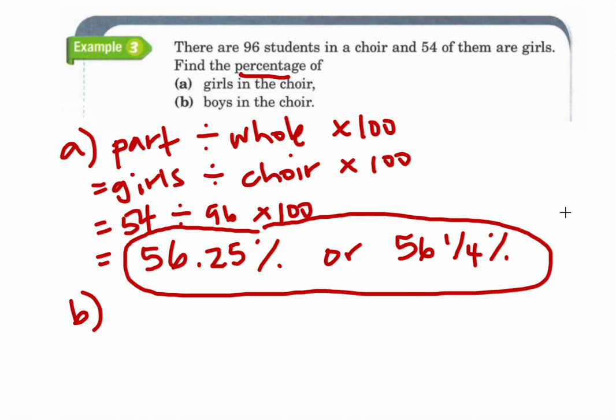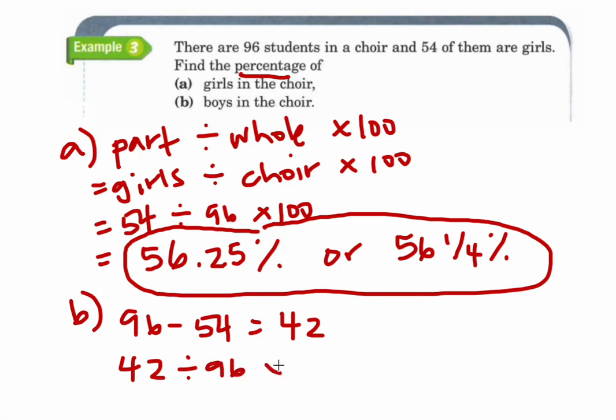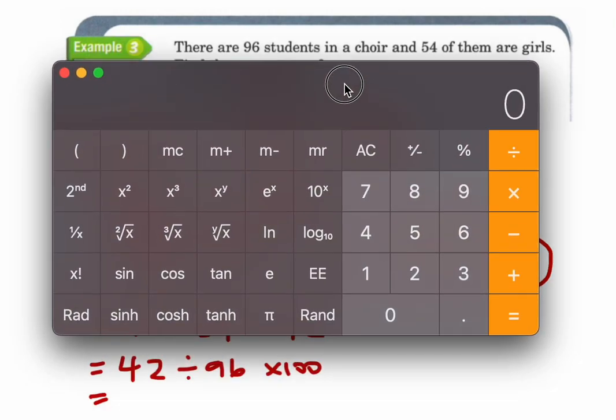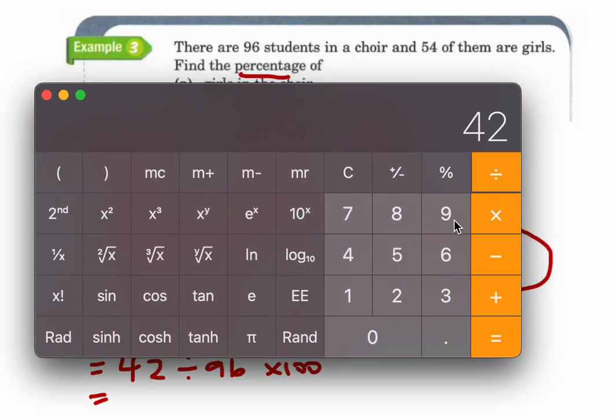Okay, and then the next part is figuring out how many boys are in the choir. So you could do the same thing, take the amount of boys, divide it by the entire choir amount, and then times 100. There's going to be 96 minus 54, that's 42 boys, divided by 96 times 100, right? Because they're going to be whoever's left over, we would assume. So then 42 divided by 96 times 100.